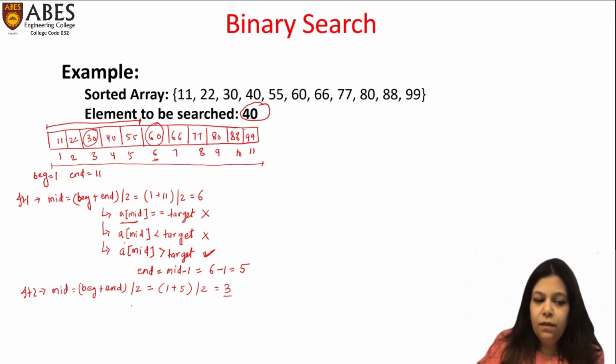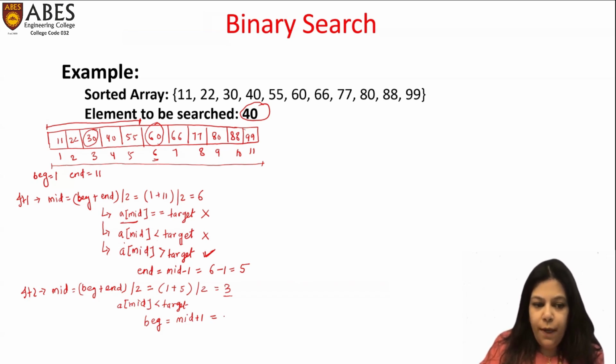Then we have to check whether the element at mid is less than target. Yes, it is less than target. So in this case, if a[mid], which is 30, is less than the target value which we are looking for, which is 40, then we have to shift the beginning to mid plus 1, thereby ignoring the left half of the array and continuing the search in the right half of the array.